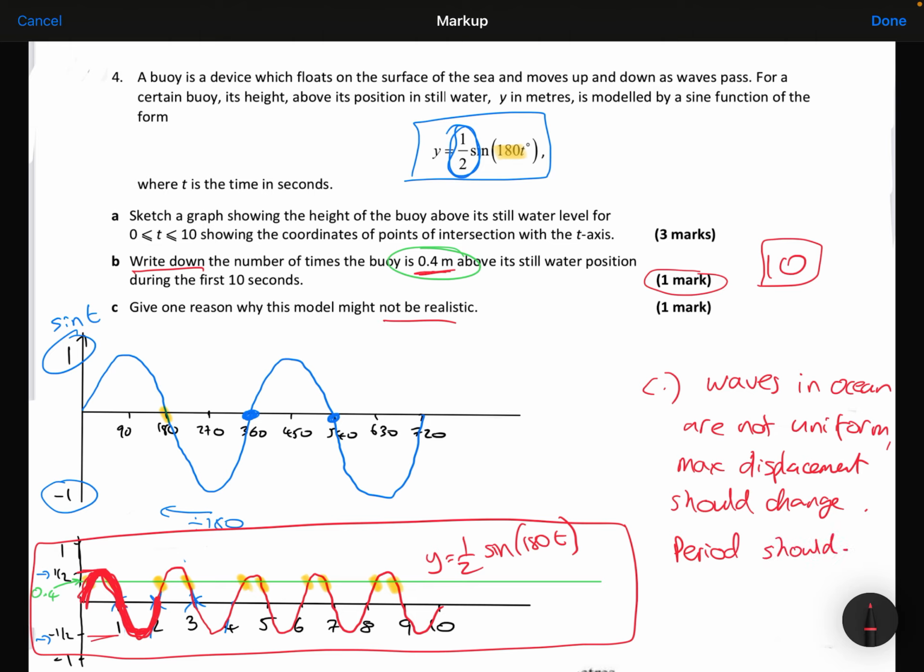Sometimes it'll take 2 seconds to do a full cycle, but sometimes when it's a particularly big wave, it might take 3 seconds to do a cycle, or 4 seconds to do a cycle. So basically I'm saying that in reality, the maximum displacement or the period should change, because we know that the waves in an ocean are not all going to be the same. So either one of these, you could say, would be your answer for part C.